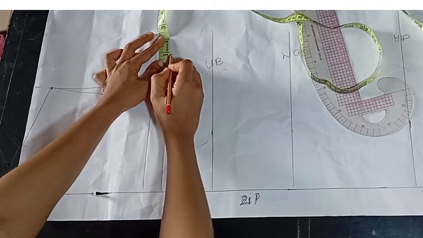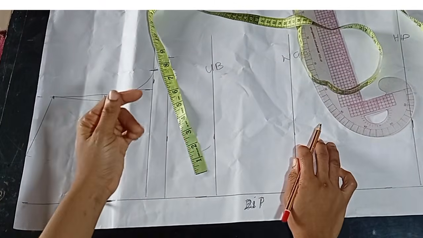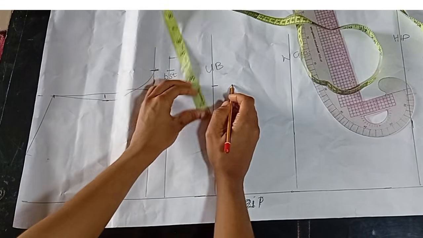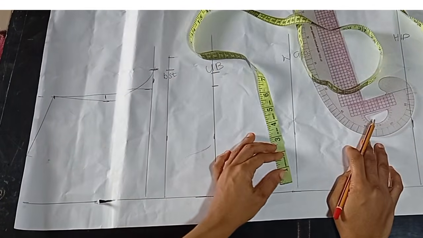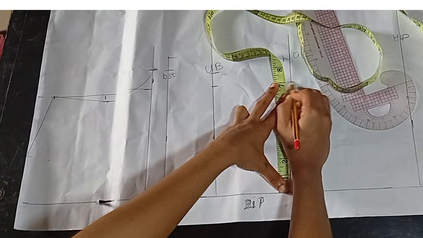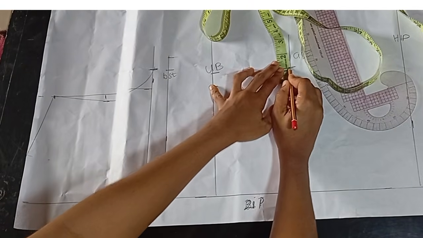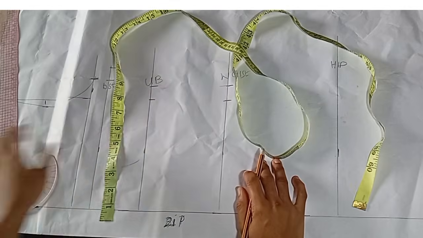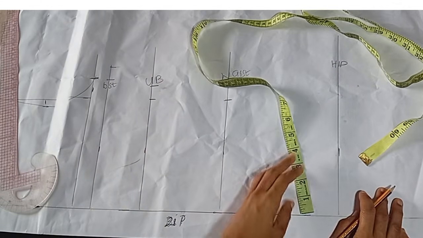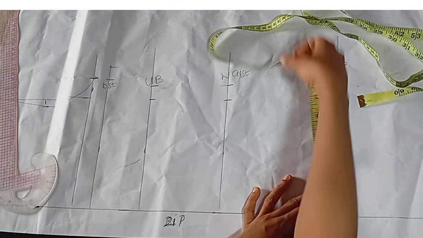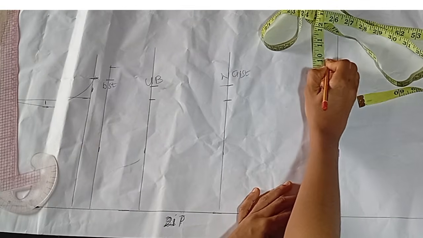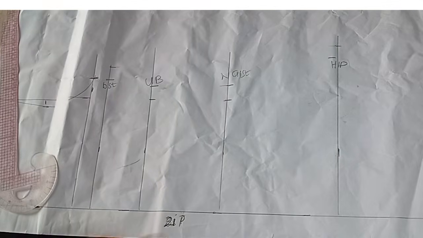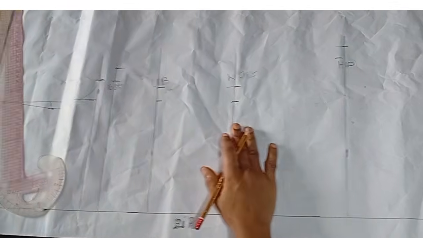Mark your bust circumference divided by 4 and add your sewing allowance. Here at the under bust, I'm going to mark the under bust circumference divided by 4 and add your sewing allowance. I'll mark my waist circumference divided by 4 and add my sewing allowance. After I'm done marking this, I'll mark my hip circumference divided by 4, and I'll add my sewing allowance. For this pattern, you don't need much sewing allowance, 1 inch is enough.